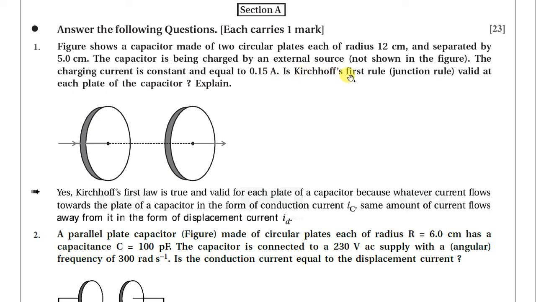Is Kirchhoff's first rule valid at each plate of the capacitor? Here it is asking whether Kirchhoff's first rule is valid for each plate. So see here, yes, Kirchhoff's first law is true and valid for each plate of a capacitor, because current flows toward the plate of the capacitor in the form of conduction current IC, and the same amount of current flows away from it in the form of displacement current ID. We will discuss the displacement current ID.